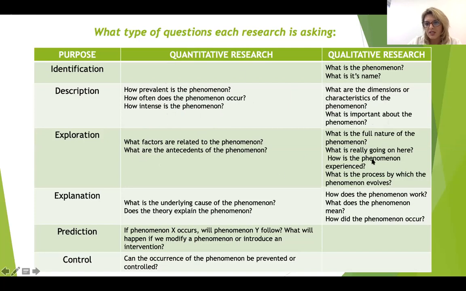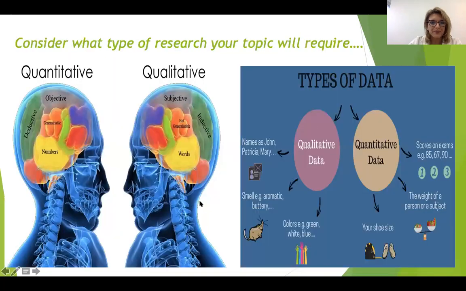And then qualitative is, what is really going on here? How is this phenomenon experienced? How are people feeling about it? What is the process by which the phenomenon evolves? Okay, so again, quantitative, what is the underlying cause of the phenomenon? Does the theory explain the phenomenon? So quantitative can be very black and white at times versus qualitative kind of can go into more gray areas. So just keep that in the back of your head when you're looking at your research articles that you're reviewing.